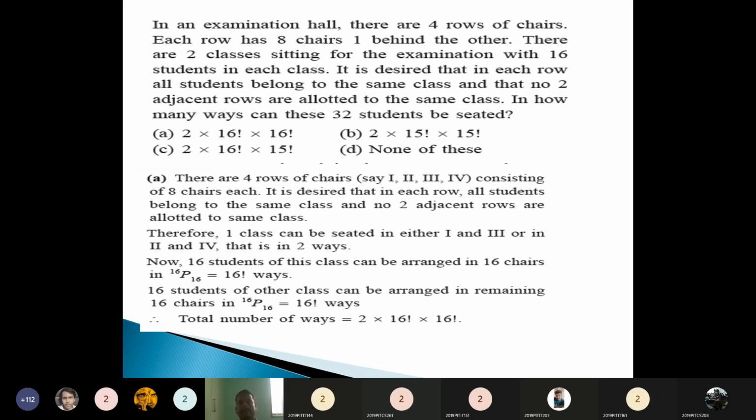So you will get the total number of permutations, or arrangements, of these 32 students with the given condition equal to 2 into 16 factorial into 16 factorial ways. That is the answer for this question with this condition. When the condition varies, you will get a different arrangement. The condition is different, you will get a different permutation. Permutation means arrangement.